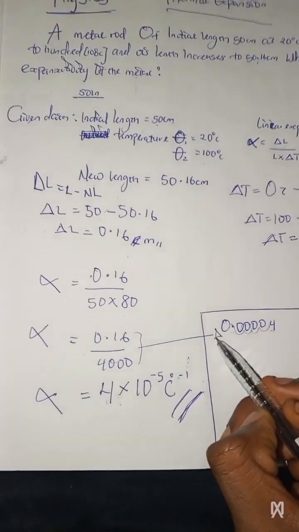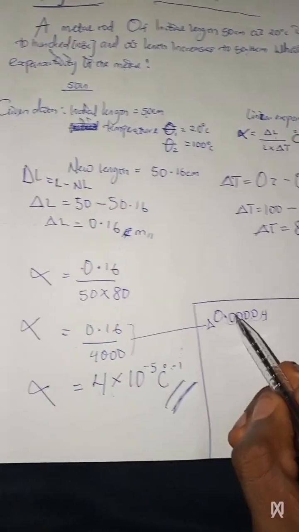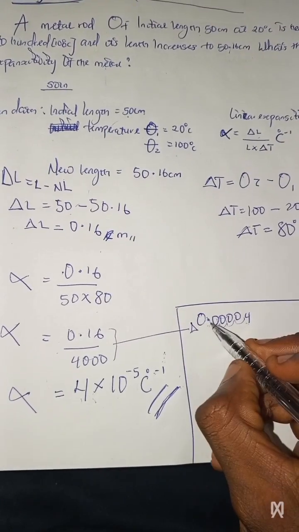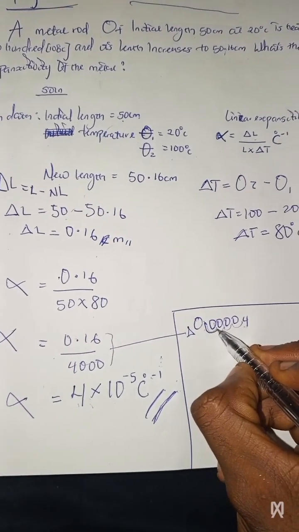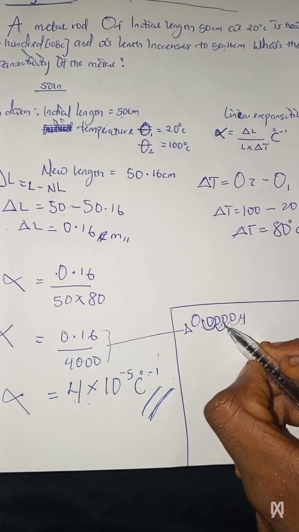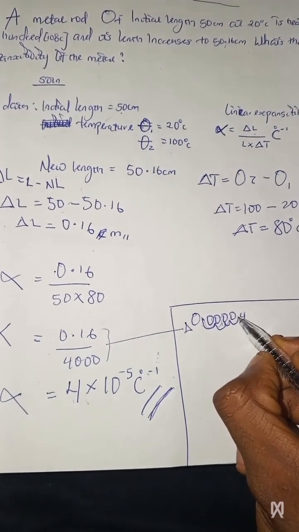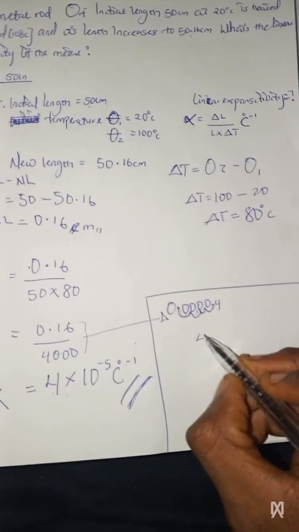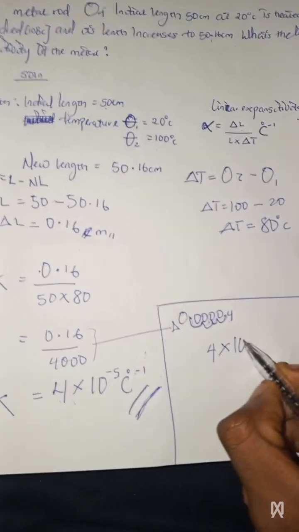So thank you. If you want to know how I converted it to standard form, when you divide this you get this answer, and taking it to standard form you move this point 1 2 3 4, you add it here. So now we have 4 times 10.